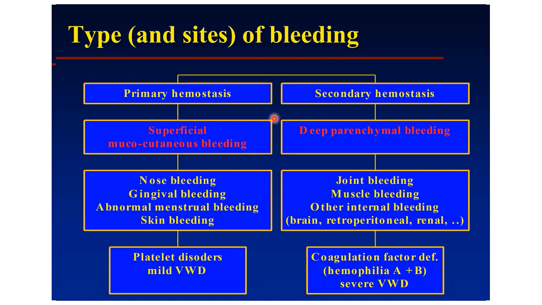So if we are seeing superficial mucocutaneous bleeds, like nose bleeds or gingival bleed, abnormal menstrual bleeding, skin bleeding, then we must suspect a primary hemostatic defect like a platelet disorder or a mild von Willebrand disease. If we are seeing deep parenchymal bleeds, like joint bleed, muscle bleeding, other internal bleeding like brain or retroperitoneal renal bleeding, then we should think coagulation.